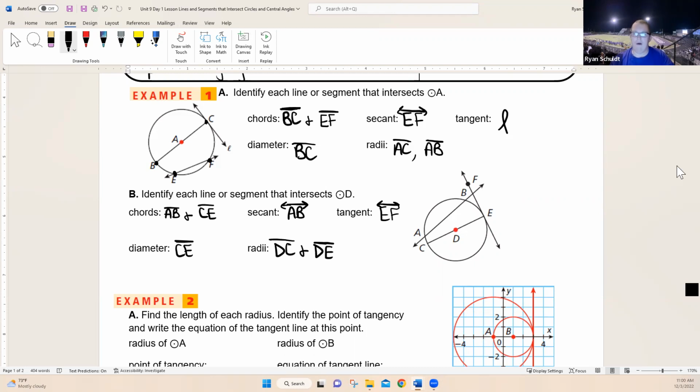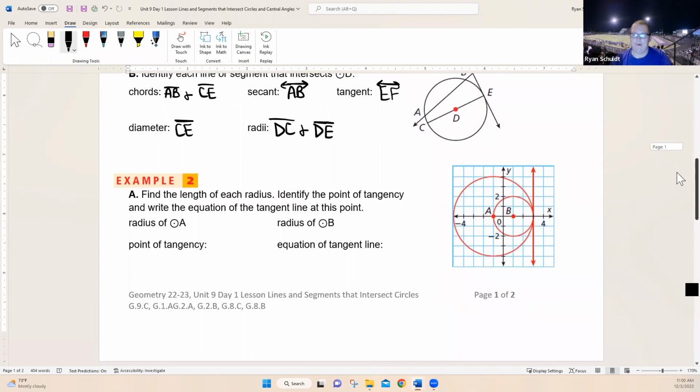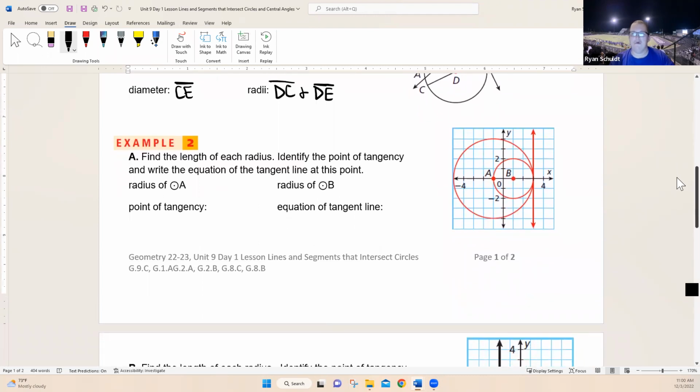Okay, there's example one. We'll get to relationships on the back here, but right now we're just naming the segments. Example two: find the length of the radius, identify the point of tangency, and write an equation of the tangent line at this point.